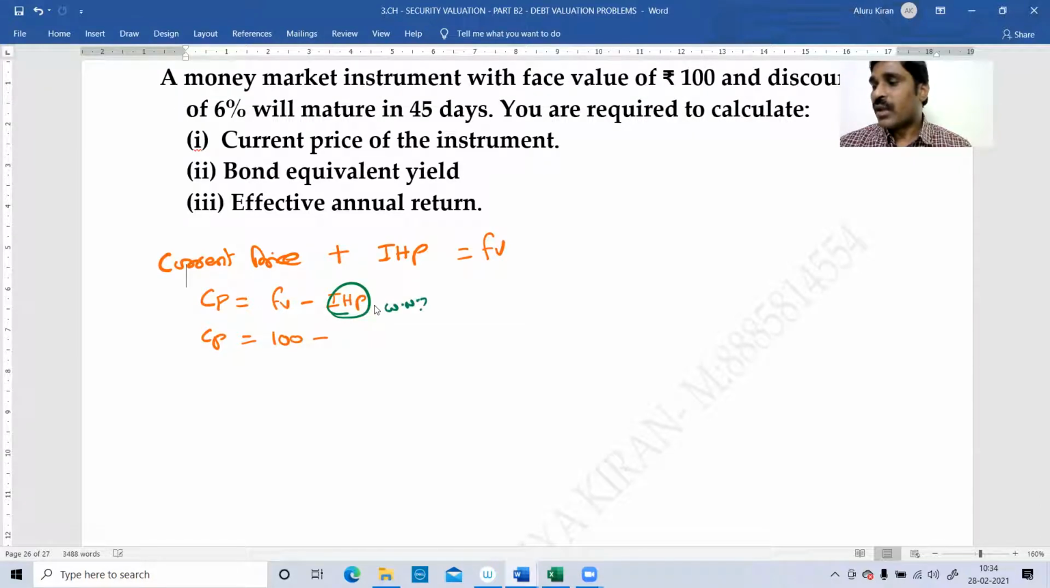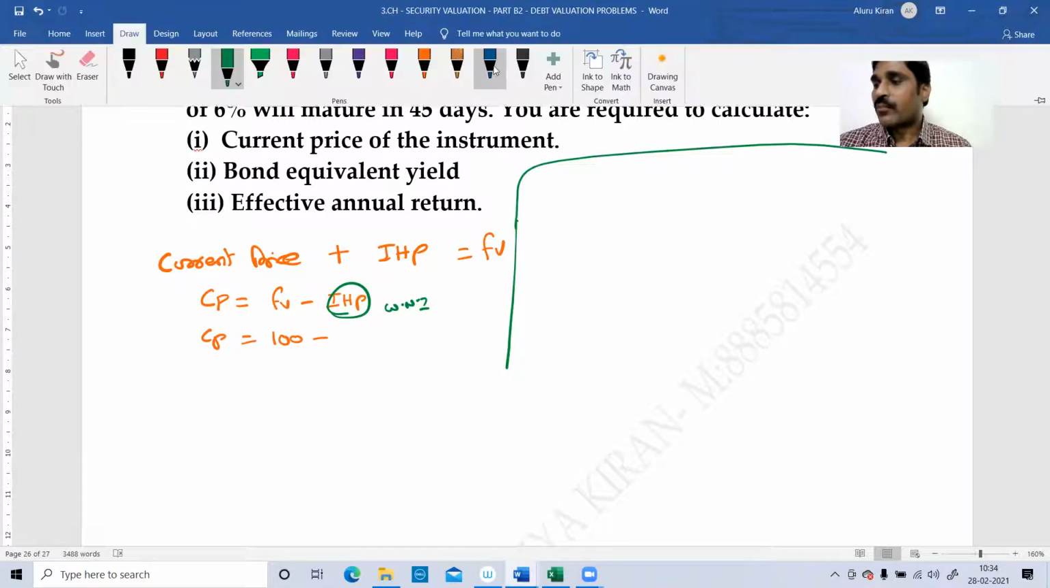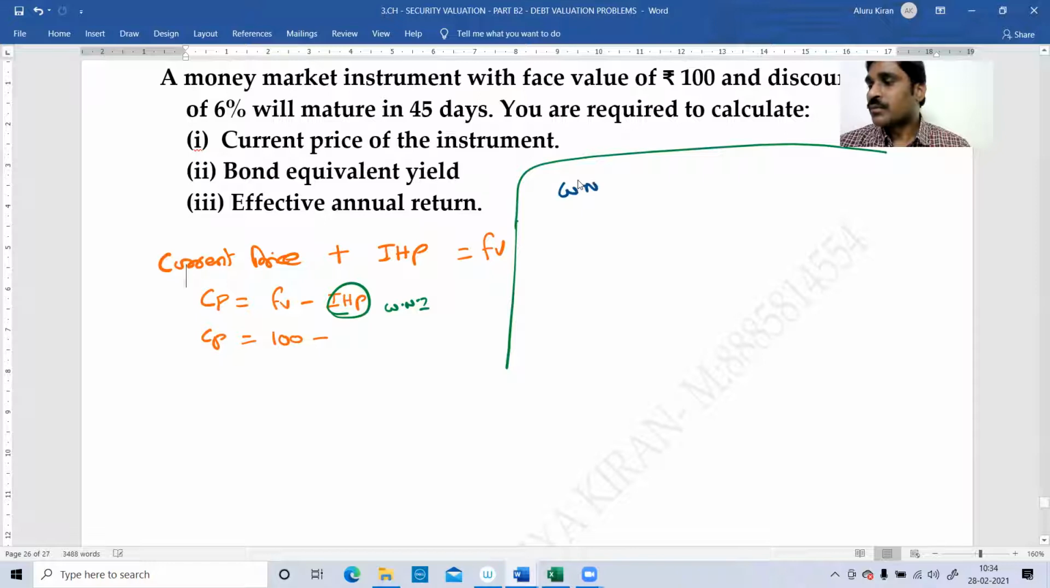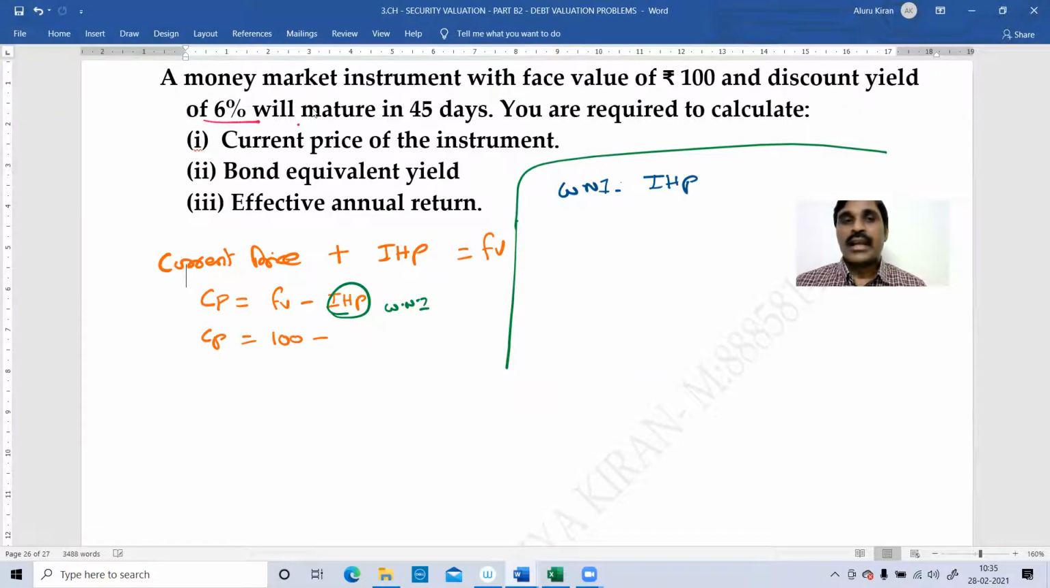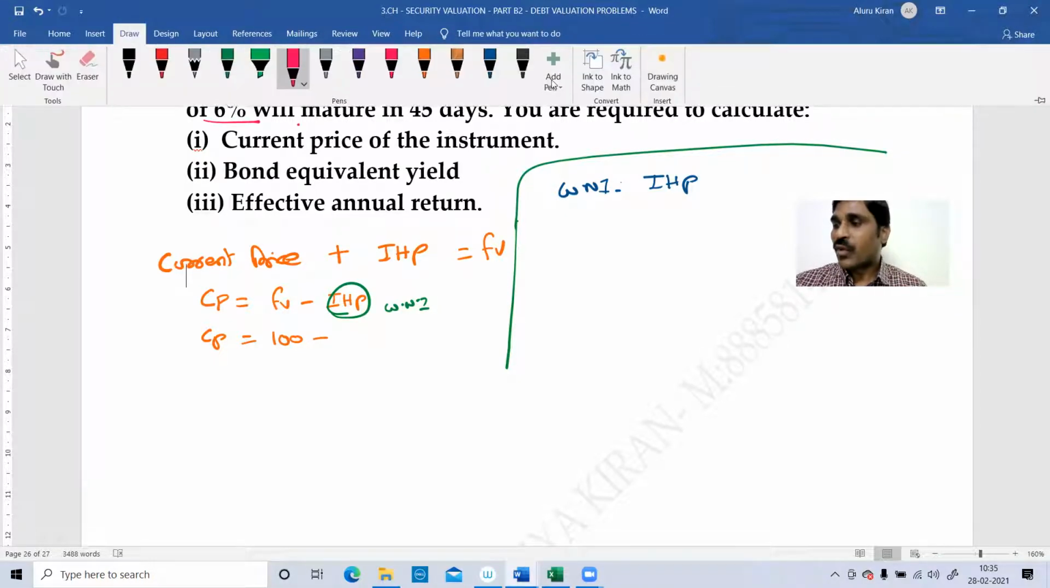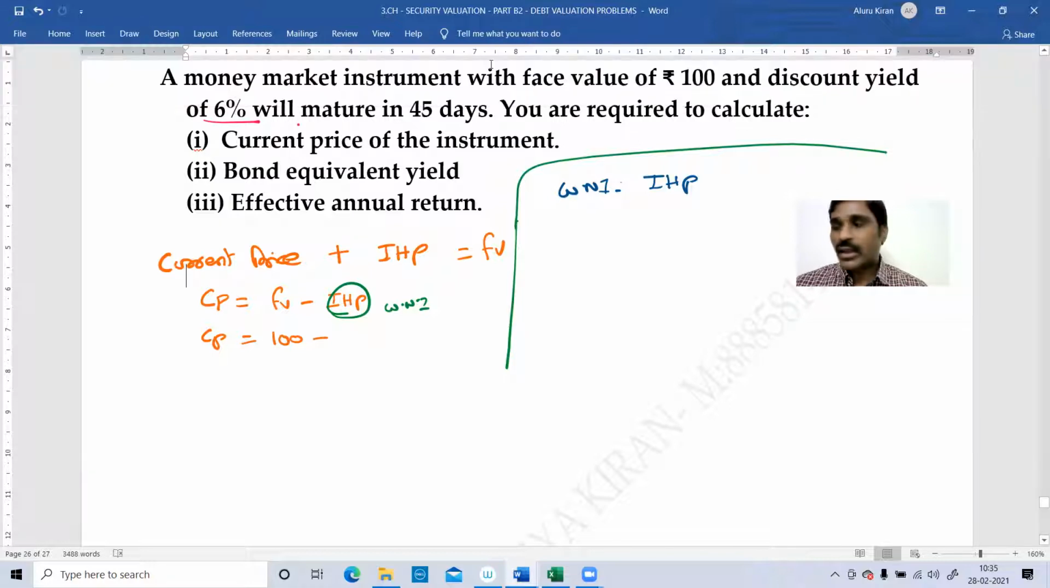For that I'll use WN1, working note 1, to calculate the income for the holding period. Sir, how will you calculate income for holding period? They have given the discount yield. Look at this, the discount yield is how much? 6%. Therefore, you can calculate it. So discount yield is calculated with respect to what?